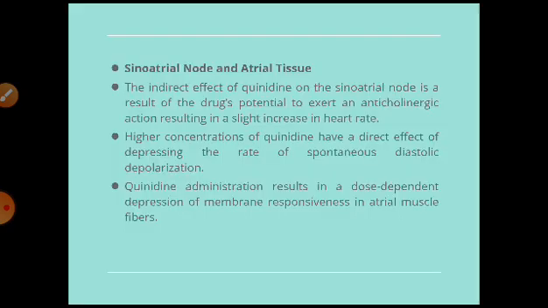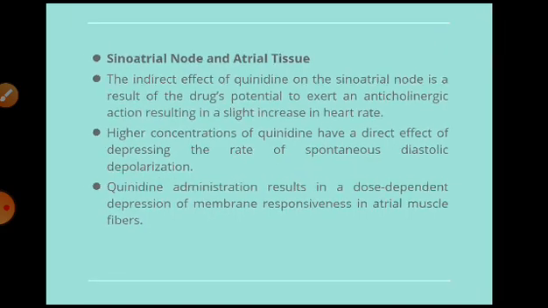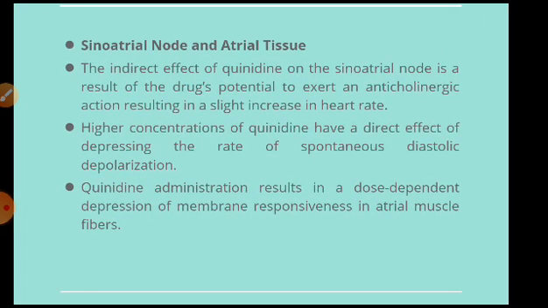Now we'll see what it does to the SA node and atrial tissues. The indirect effect of quinidine on the sinoatrial node is a result of the drug's potential to exert an anticholinergic action, resulting in a slight increase in heart rate. So here it has an anticholinergic effect, you can say a kind of atropine-like effect, and you can see a slight increase in the heart rate.